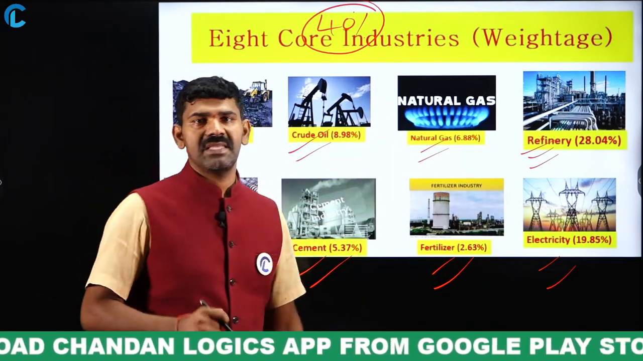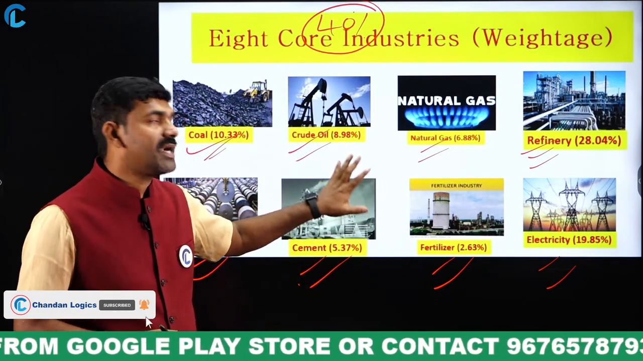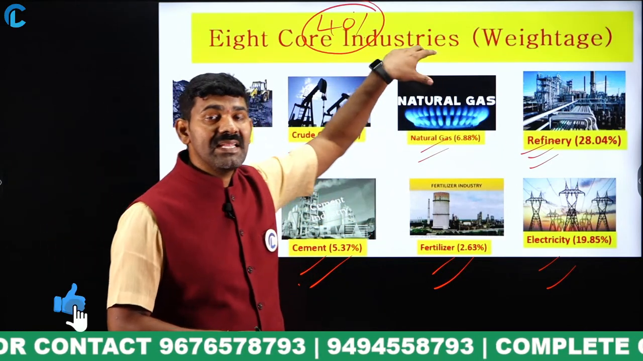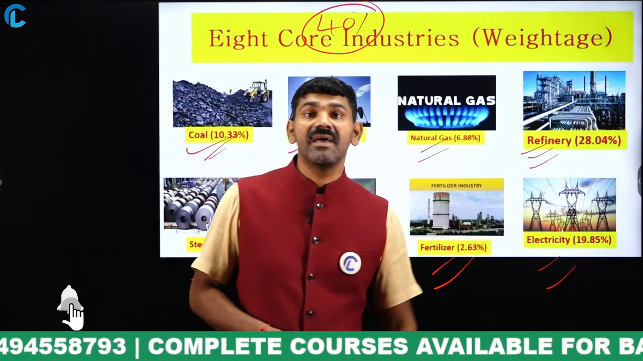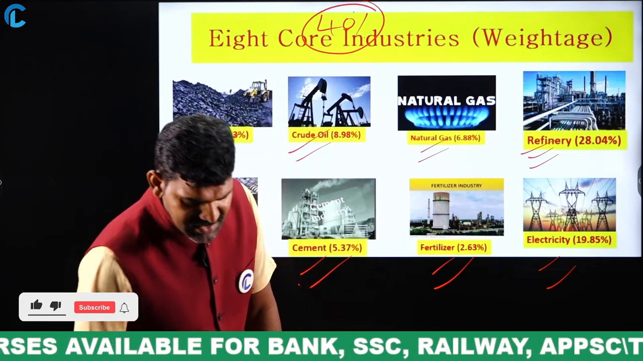A question will come in the examination, which of the following is not a core industry? So you should know what the core industries are. And the highest weightage is for refinery products. But in the given question, there is no refinery products. Out of all the available options, the answer is what? Electricity. Is that clear, my dear boys and girls?